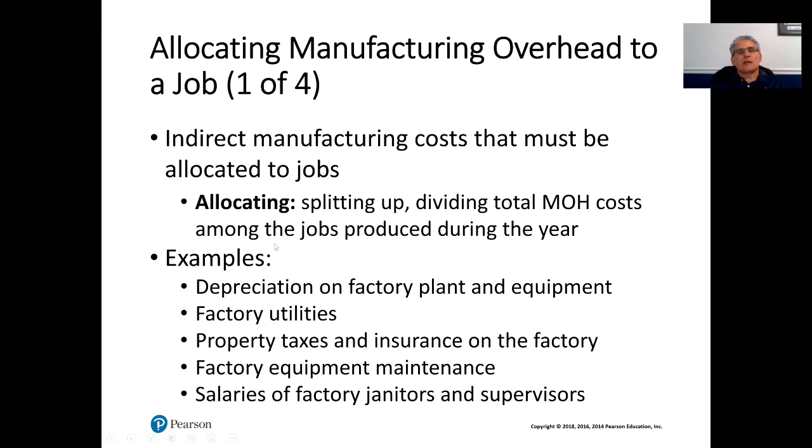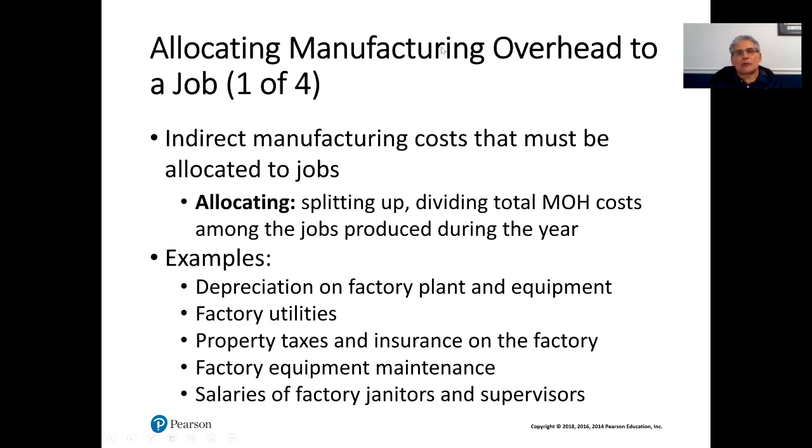For examples of indirect manufacturing costs, we know that direct labor is direct. We know that raw materials or direct materials are direct. Here are examples of indirect costs: depreciation of factory equipment, utilities, property taxes and insurance on the factory equipment, maintenance, salaries of factory janitors and supervisors.